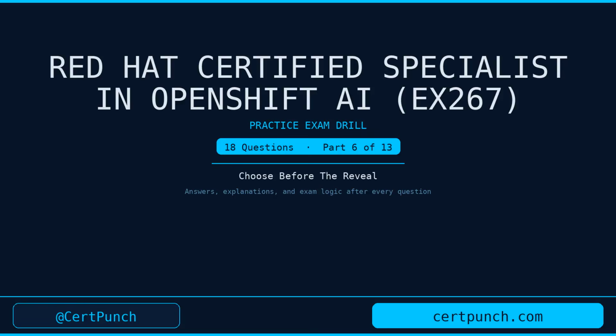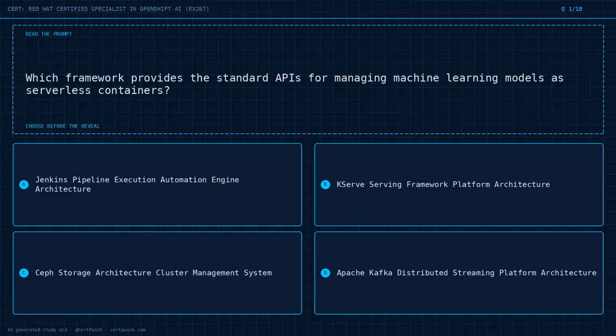Can you pass this Red Hat Certified Specialist in OpenShift AI EX267 practice round? You have 18 exam-style questions. Lock in each answer before the reveal. Keep score, and use each explanation to spot the exam cue. Question 1 starts now. Question 1 of 18.